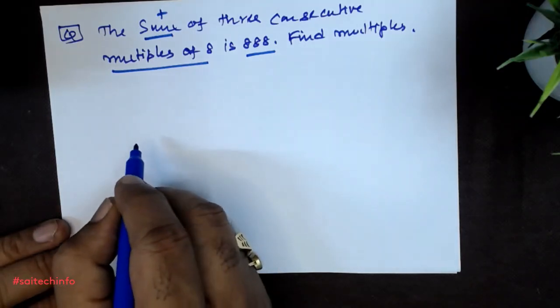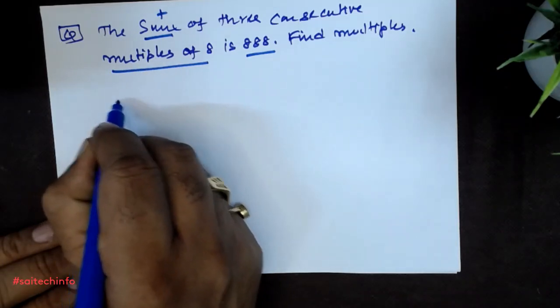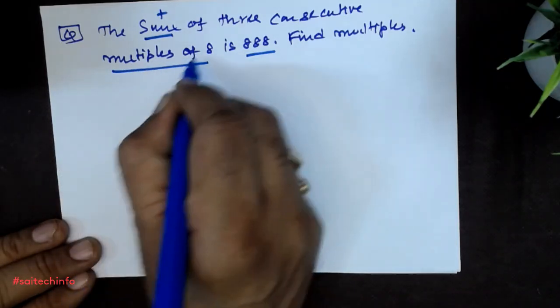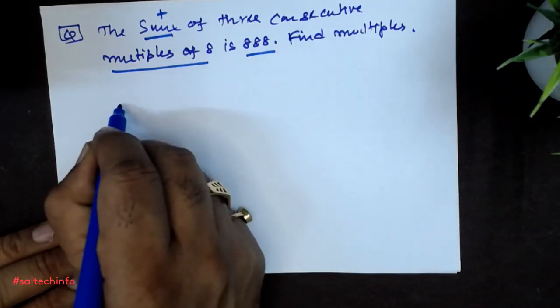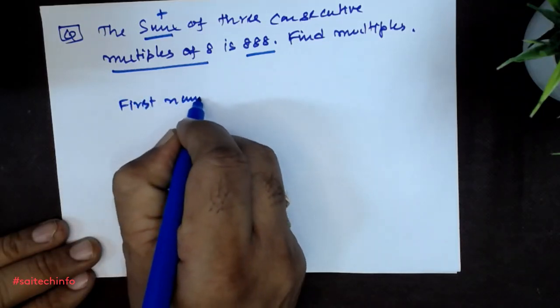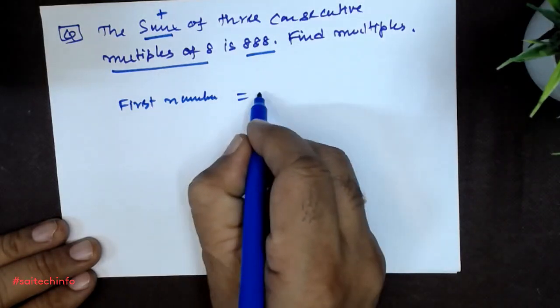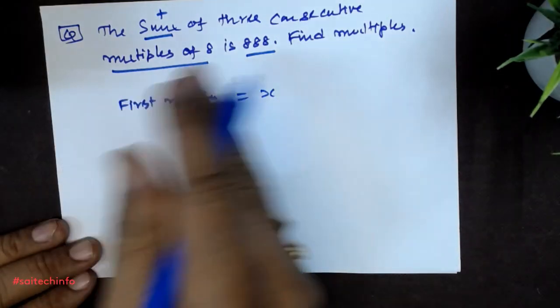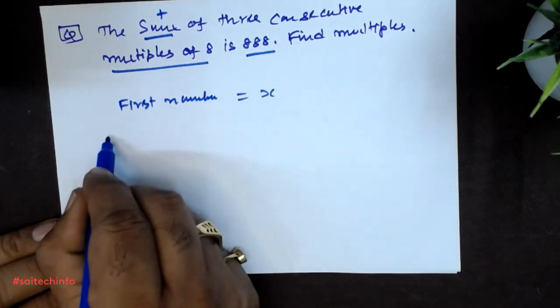So one of the numbers, the first number, because we have to consider 3 consecutive multiples. Let us call the first number x. And consecutive means next after the next, is it not?